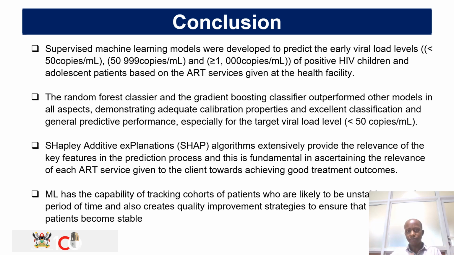SHAP is really important because it extensively provides the relevance of the key features in the prediction process, and it is fundamental in ascertaining the relevance of each service given to the client towards achieving a good treatment outcome. So what I'm saying is that machine learning has the capability of tracking cohorts of patients who are likely to become unstable by looking at the viral load results, which means that health workers are able to provide targeted services for these clients so that they are supported at the end.